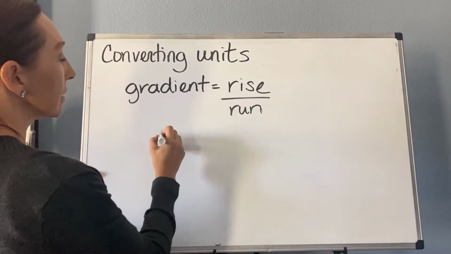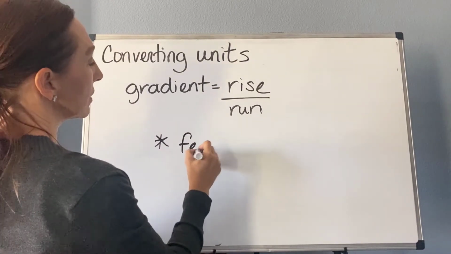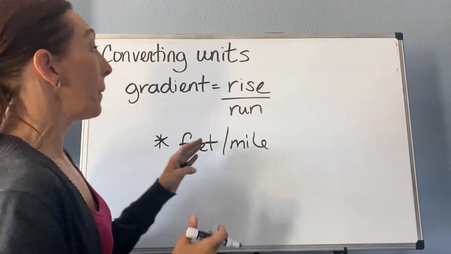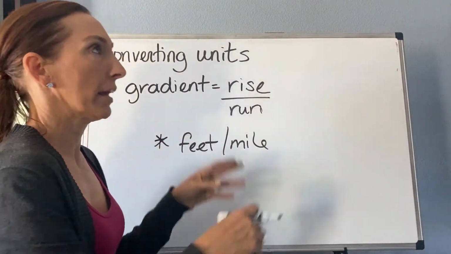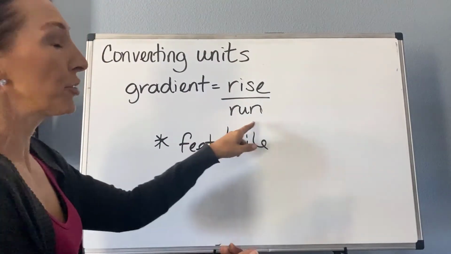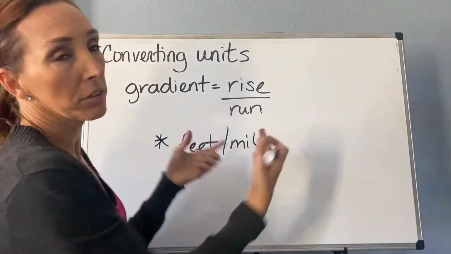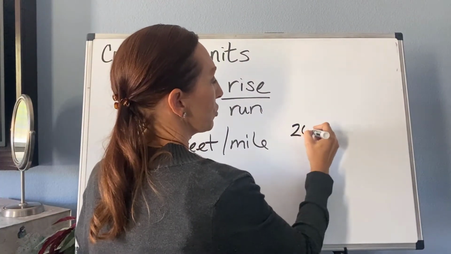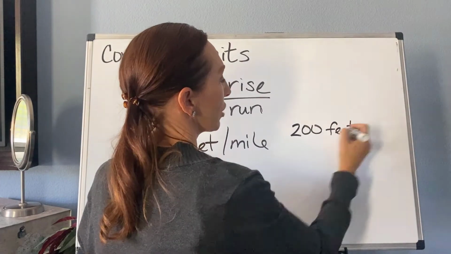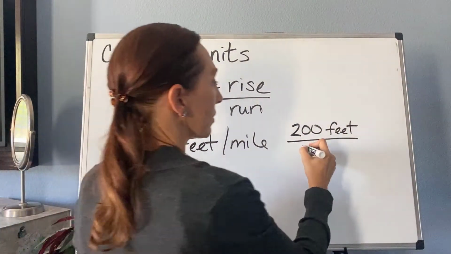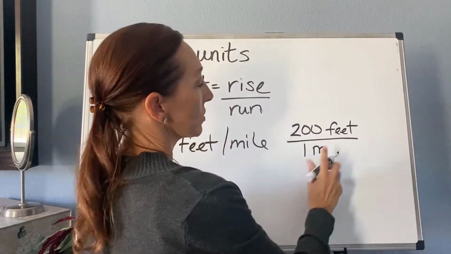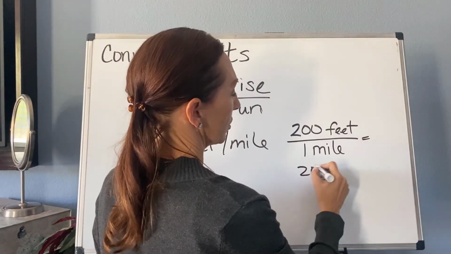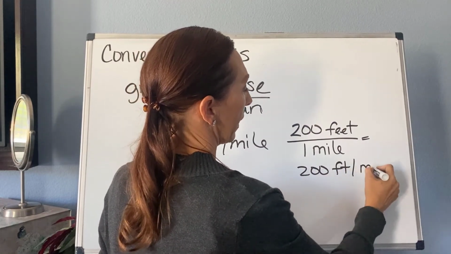And sometimes it's going to ask for it in feet per mile. And so when you do that, you're going to measure your rise in feet. So it might be like 200 feet vertical distance, and your run might be 1 mile. So it would be 200 feet per mile, something like that. And that's pretty easy. So if you get 200 feet as the vertical change, and let's say it just covered 1 mile of horizontal distance, that's an easy one. And your answer, of course, would be 200 feet per mile.